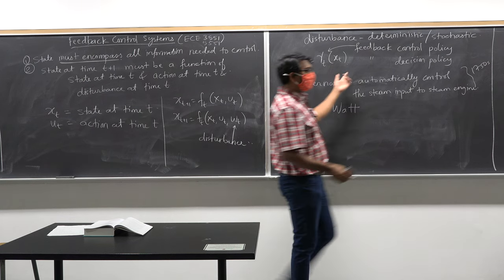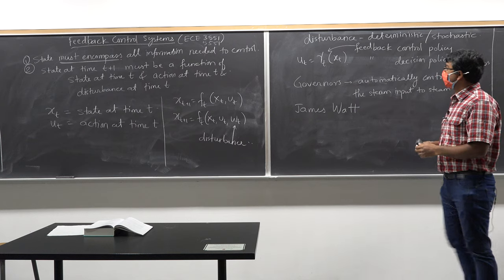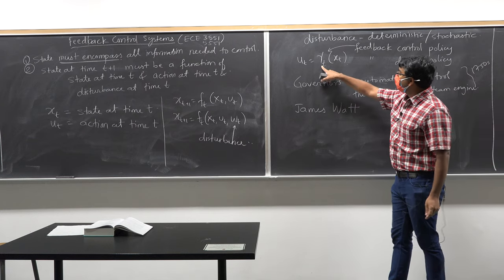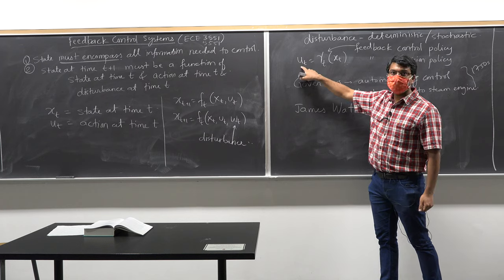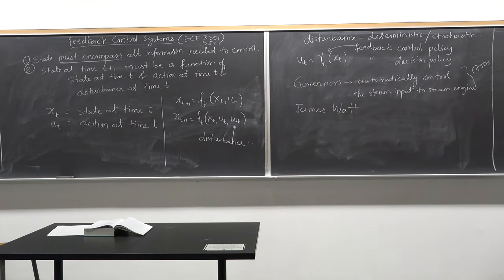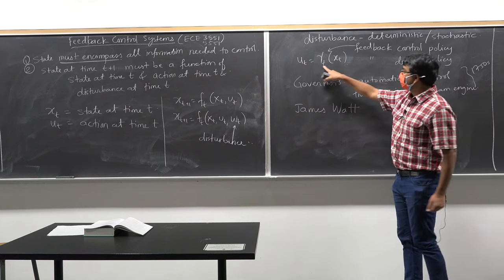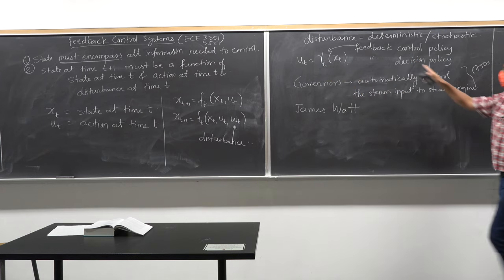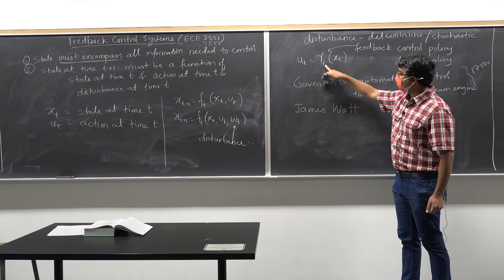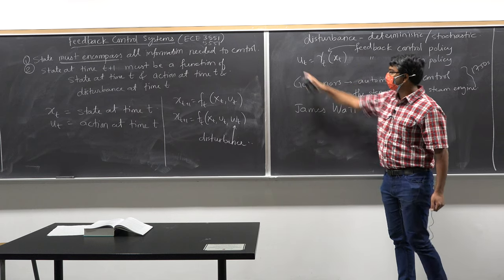So the goal of a controls engineer is to identify this mapping that takes as input the state and outputs the action. This mapping is known as the feedback control policy, and it's feedback because the state is fed back into the action.